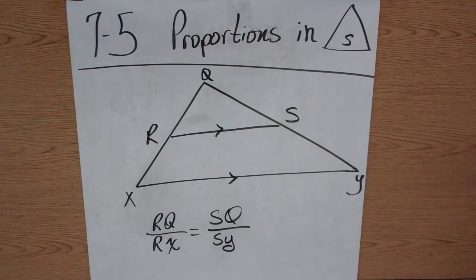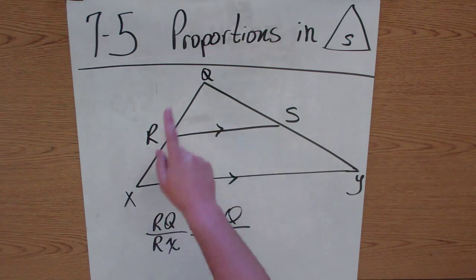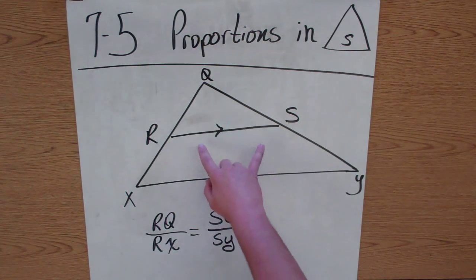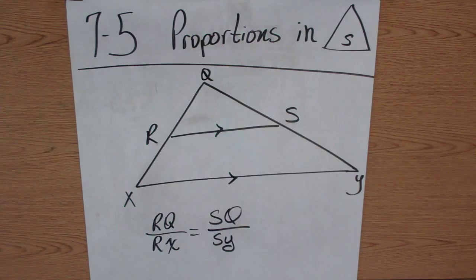Alright, so this video is about 7.7-5 proportions in triangles. We've learned a lot about proportions in triangles so far, but now we're going to learn about a few more proportions. Here we have triangle XQY, and say we drew in line RS. If you notice, in this diagram, line RS is parallel to line XY.